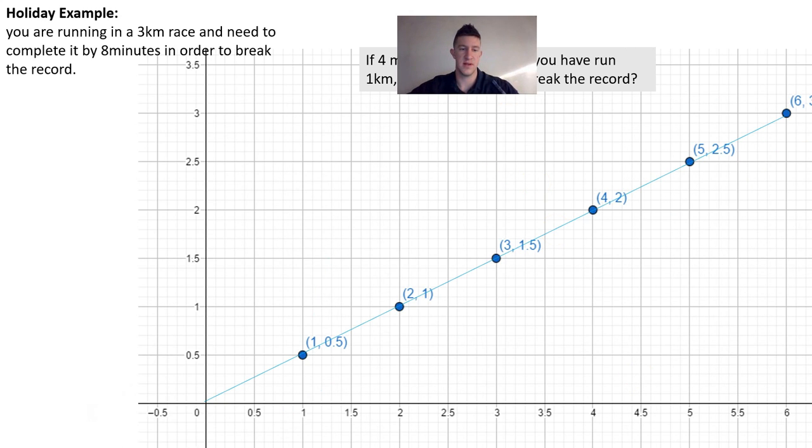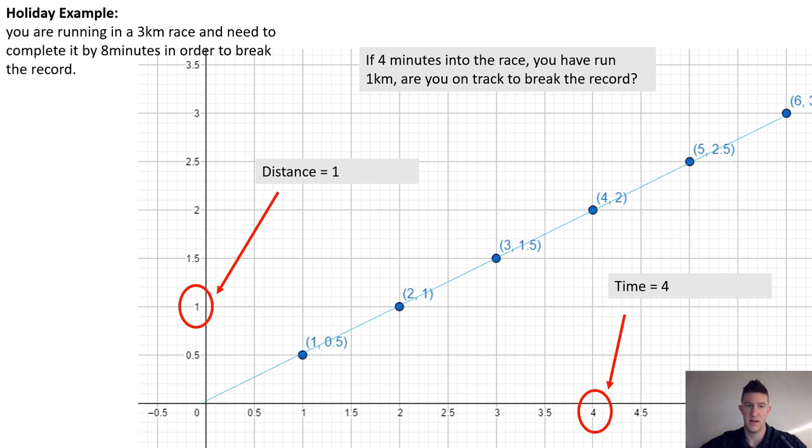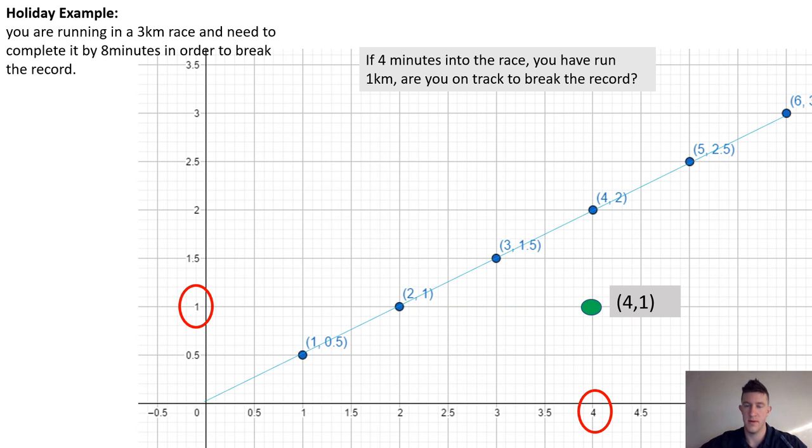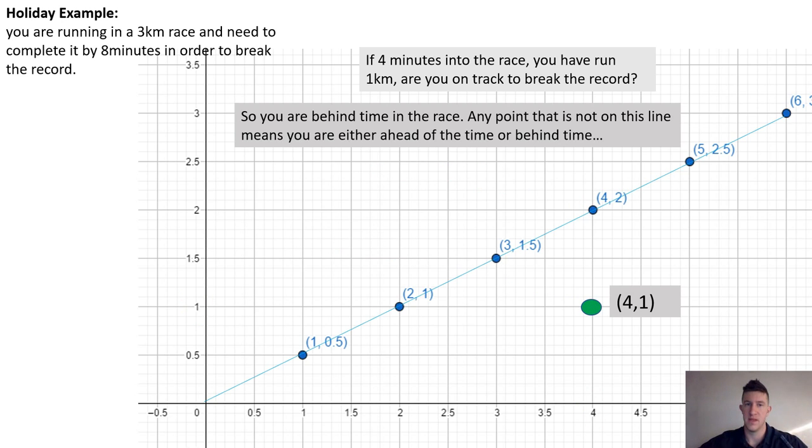So, let's look at an example, and I'll move this down here. If the time was 4 minutes, 4 minutes into the race, I have run 1 kilometer, and I want to know, am I on track to break the record? I look at the coordinate down here at 4, and I've run 1 kilometer, so I look at 1 here, I'm actually right here. So that's the distance I've travelled, that's where I am, and I should be up there. So I'm at the 0.41, and I should be at the 0.42. So I've only travelled 1 kilometre in that time, and I should have travelled 2 kilometres. So I'm actually behind time.